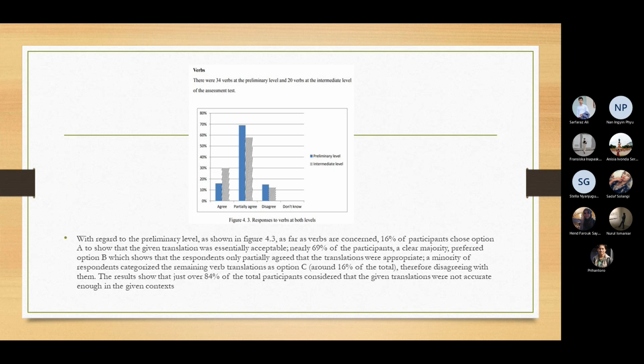As far as the verbs are concerned, 60% of the participants chose option A to show that the given translation was essentially acceptable, and nearly 69%, a clear majority, preferred option B, which shows that the respondents only partially agreed. And lastly, a minority of the respondents categorized the remaining verb translations as option C. So this is the result; the total figure was 34, and at the primary level, at the secondary level 20.